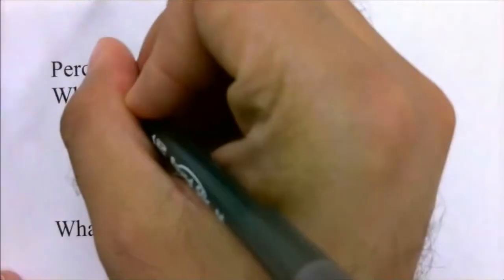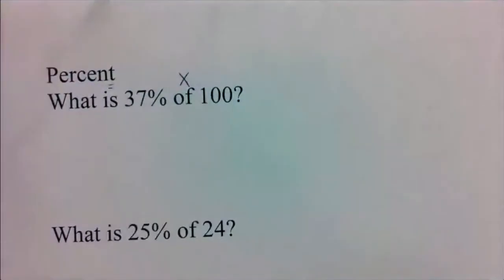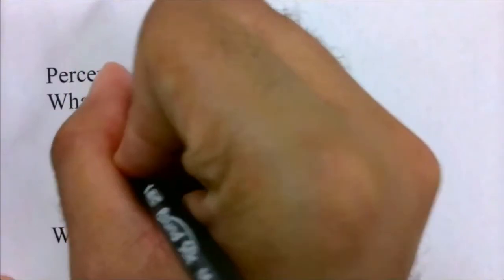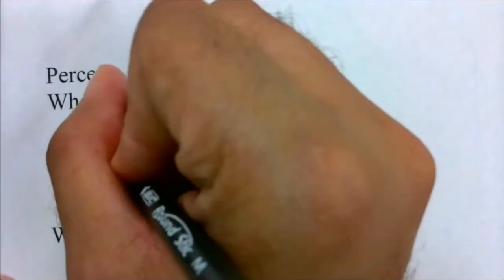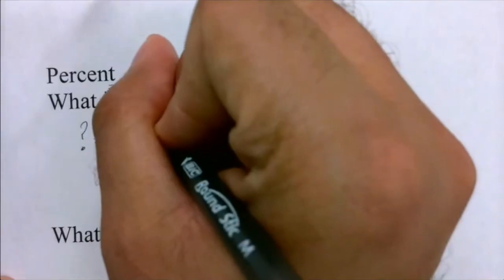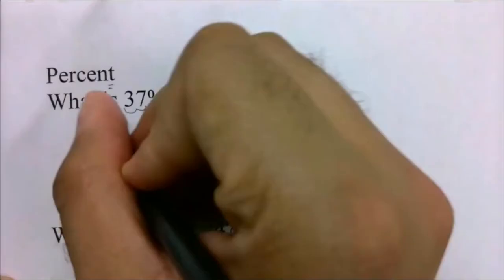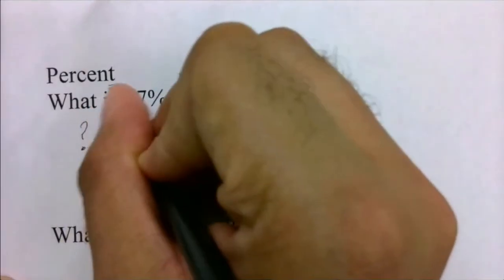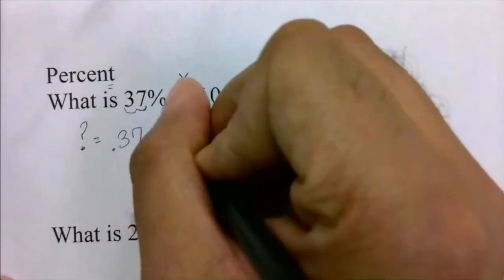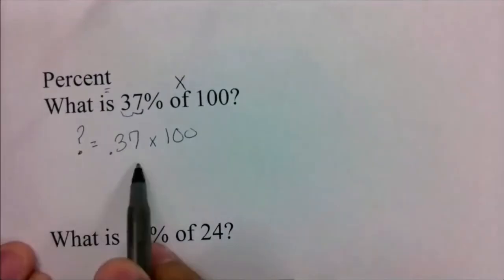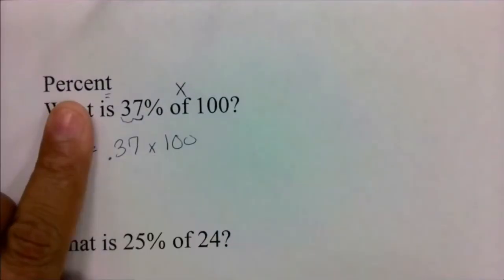"Is" tells us equal something. So if we wrote this out into a mathematical sentence, we'll have this equals, and we have to change that 30% to its decimal form. So to change that, you move your imaginary decimal to the right twice. So we get 0.37 times 100. So to figure out our answer, all we have to do is 0.37 times 100.